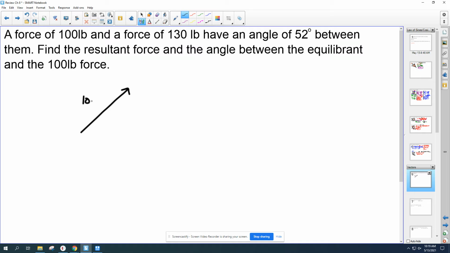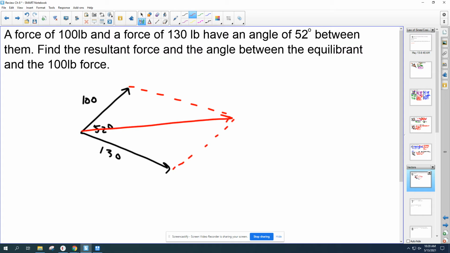So you've got a 100-pound force and a 130-pound force with an angle of 52 degrees between them. First of all, you have to be able to draw the picture. That's what they're talking about. Find the resultant force. This is a dog walker problem, so to find the resultant force you have to use the parallelogram rule. That's what the resultant force looks like.